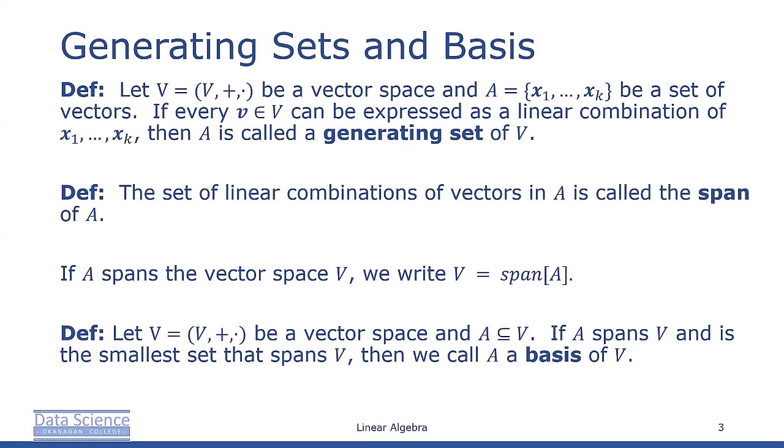Now, we want to be a little bit more specific and characterize the smallest generating set that spans a vector subspace. So we'll let V be a vector space and A a subset of V. If A spans V and is the smallest set that spans V, we call A a basis for V.